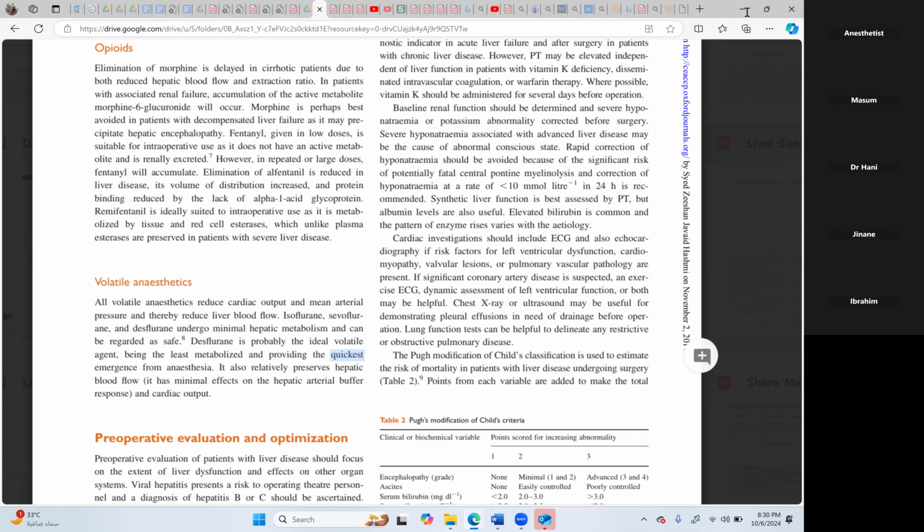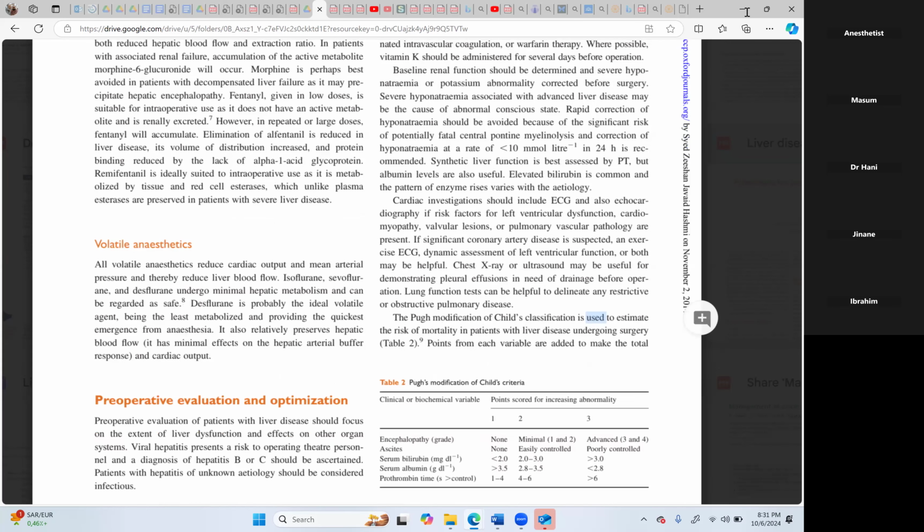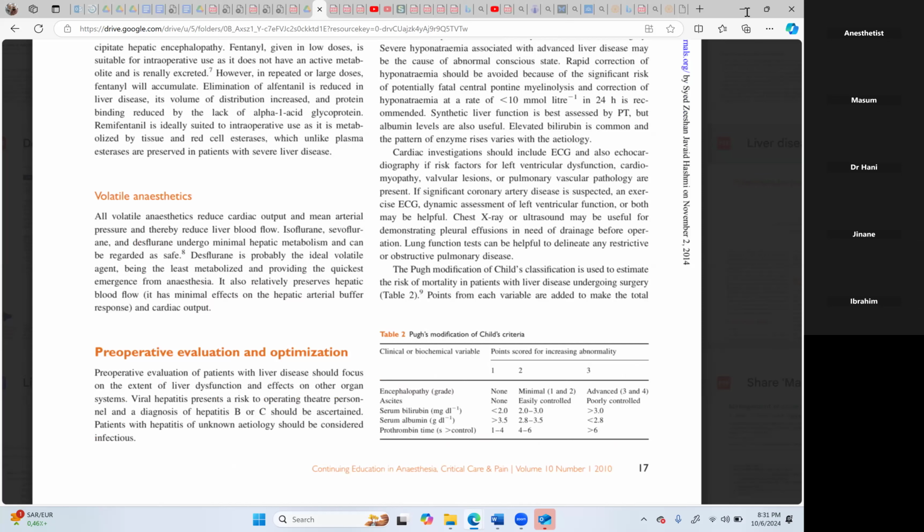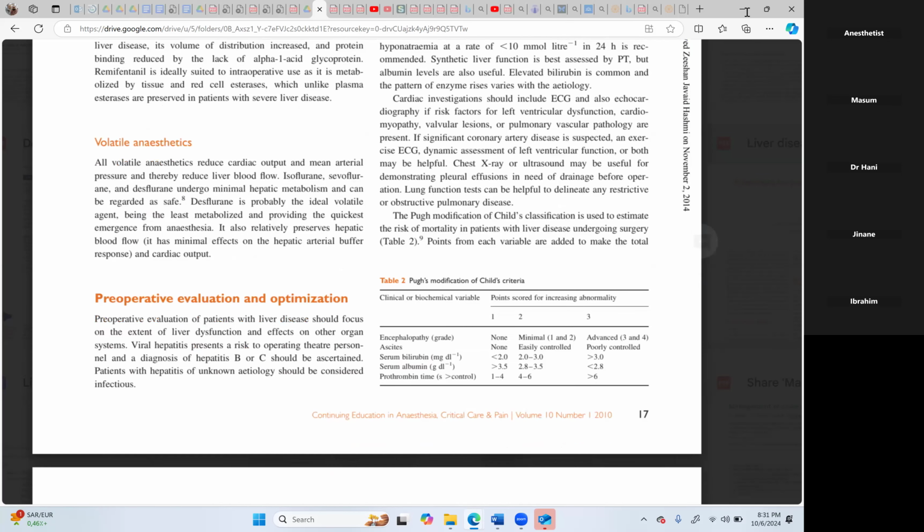Other tests will be cardiac investigation. Remember one thing, it will not be alike in every patient. There may be signs of overload. There will be signs of heart failure. So different signs will be there. Non-specific signs will be there in the ECG, and if there are some signs or symptoms, then you can do an echo. Echo will show reduced ejection fraction, and the overloaded state will lead to valvular regurgitation mainly. Okay, and pulmonary hypertension can also occur. So chest X-ray, ultrasound, lung function test, pulmonary function test, and Child-Pugh score, as we discussed.